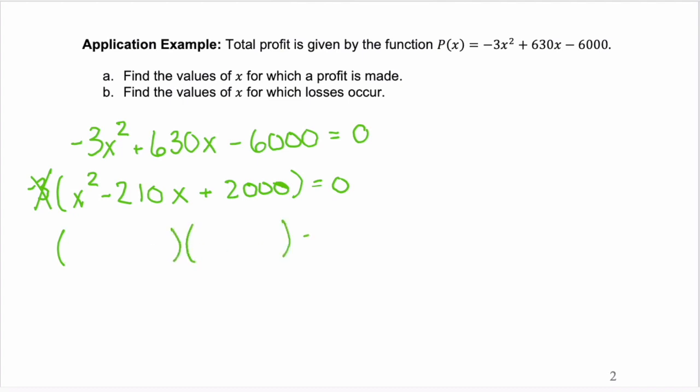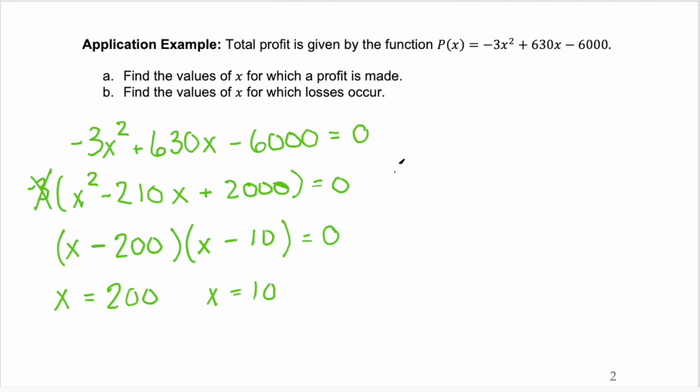Well, factor smart with this. The leading coefficient is 1, so our first terms are going to be x. Now 2,000. 2,000 is what? 20 times 100, 200 times 10. There we go, 200 times 10. 200 plus 10 is 210, and 200 times 10 is 2,000, and they both need to be negative. Solving that, we get our critical values of x equals 200 and x equals 10.